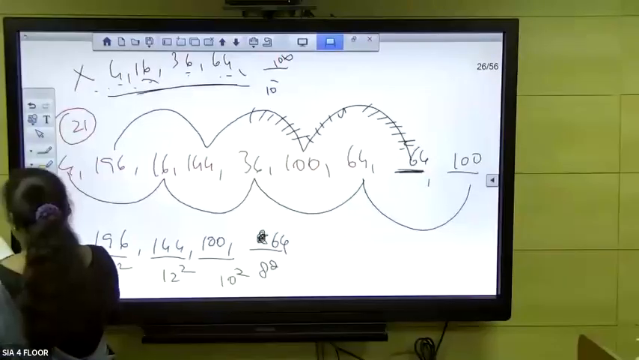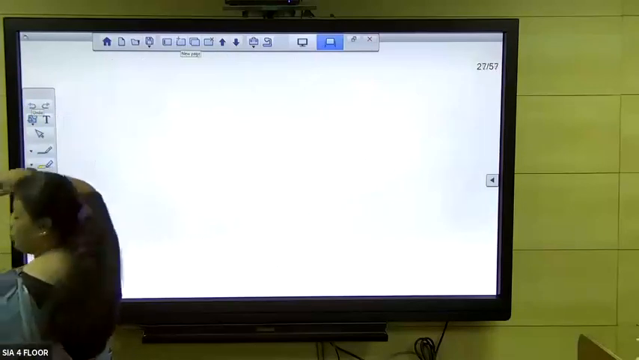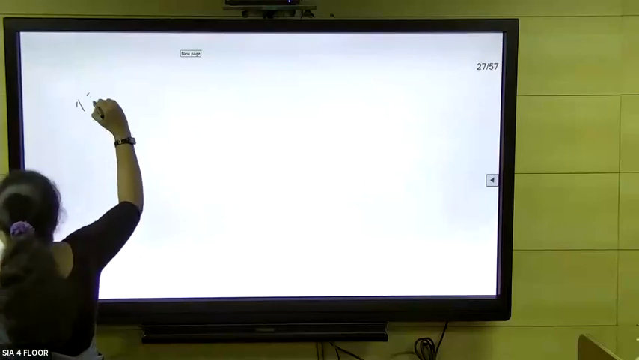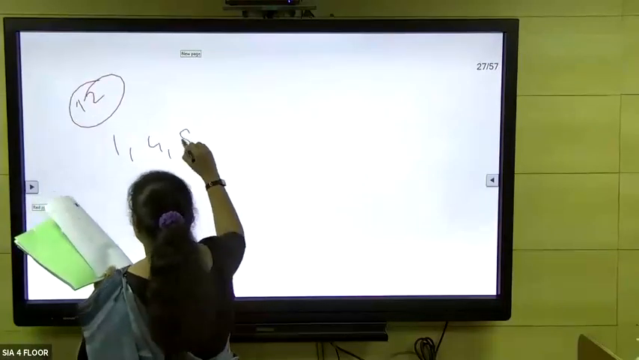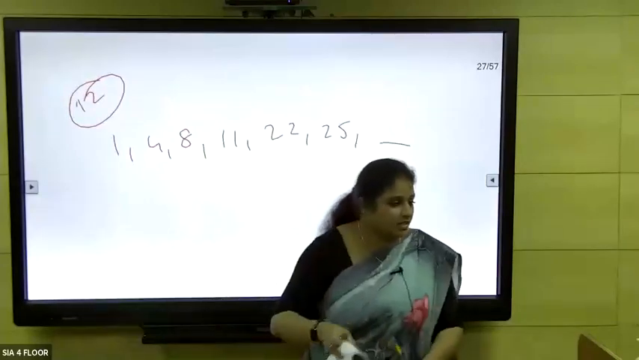Ma'am, if you see 11 and 22, 11 and 22 are multiples of 2, and 4 and 8 are multiples of 2. Just a minute, I'll write it. I want others to solve the other problems which are not done. You tell me what is the other way of doing.